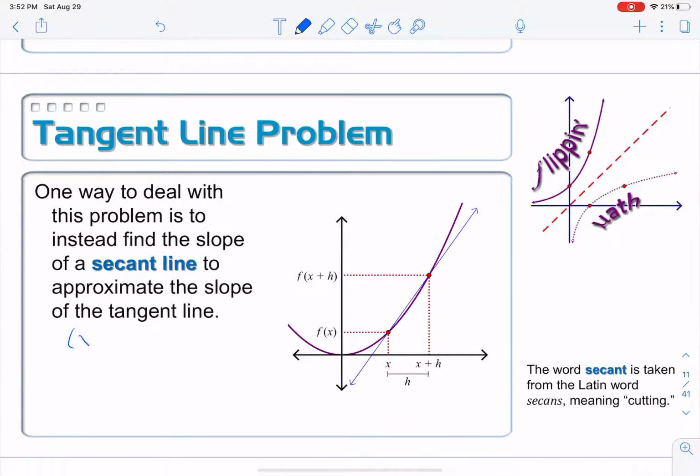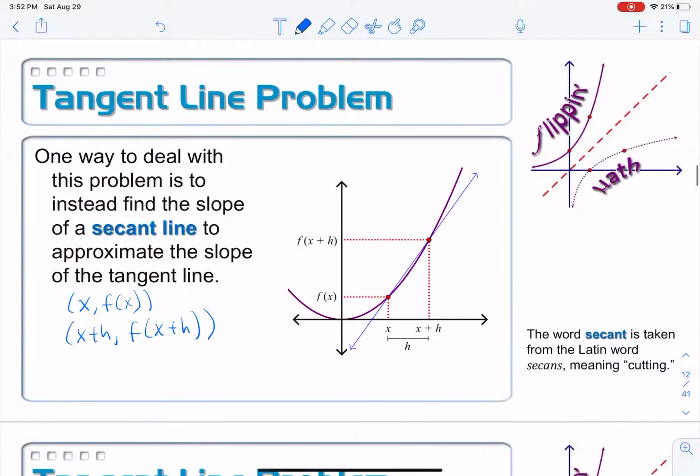Essentially, I have these ordered pairs, (x, f(x)) and (x + h, f(x + h)). Those 2 points. So I want to find just change in y over change in x. My slope here should be f(x + h), that's this one here, minus f(x), this y coordinate, all over, in the same order, (x + h) minus x.